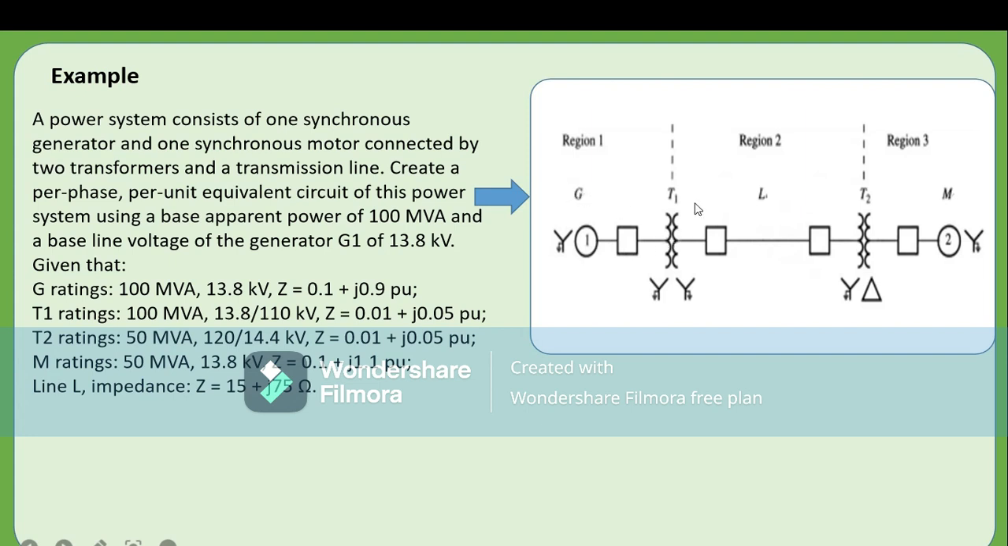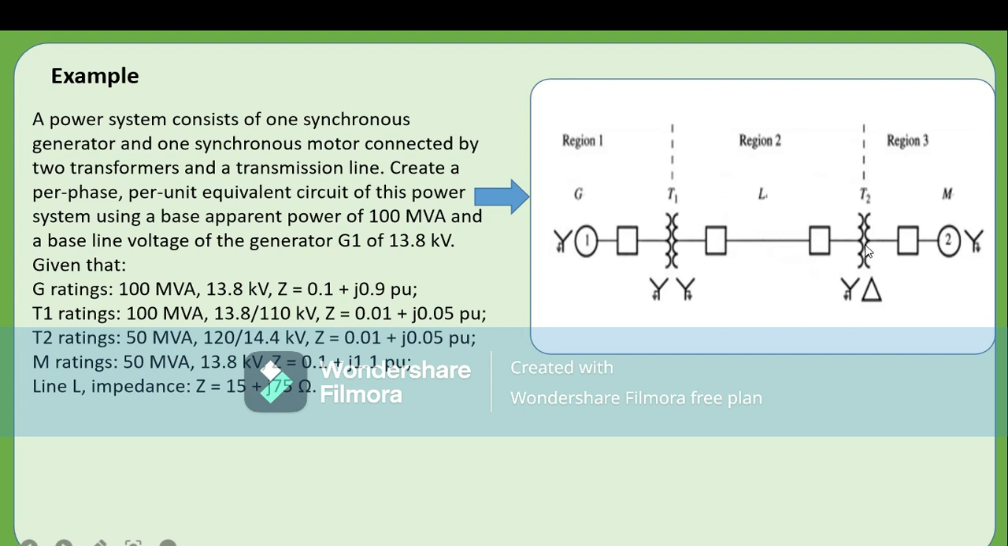But when we move to this side, this is the secondary part of the transformer. It has transformed the voltage to a value we don't know. That value will be with respect to this turns ratio. That's T1. The turns ratio of T1 is 13.8 to 110, that is 13.8/110. So it means that region 2 will have a different voltage.